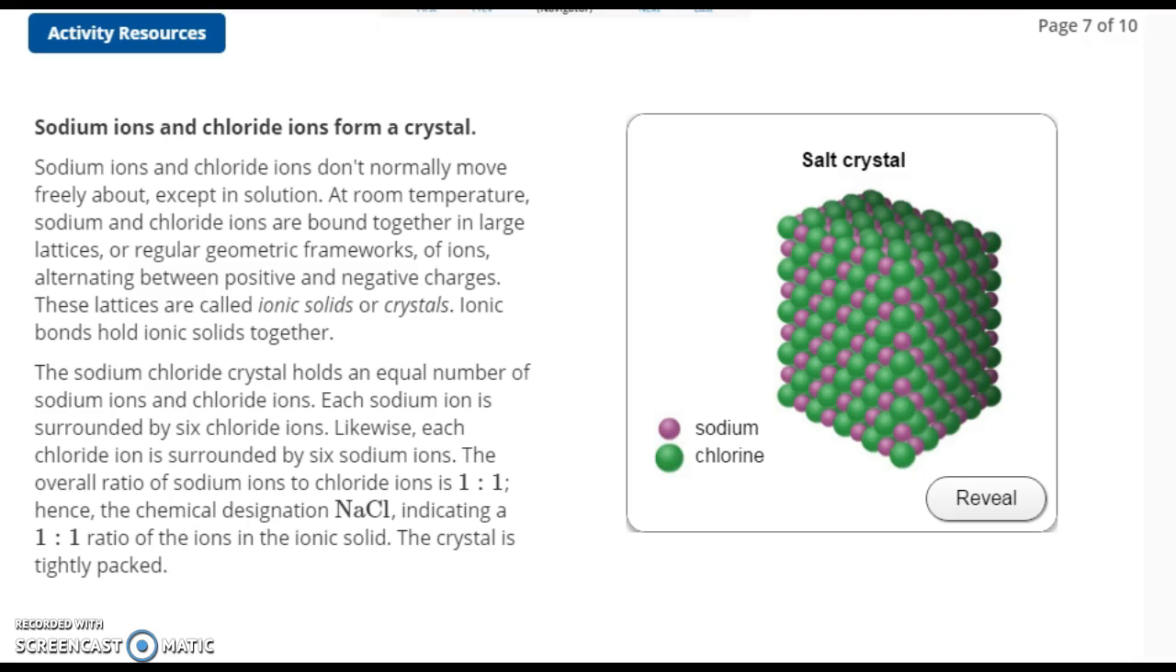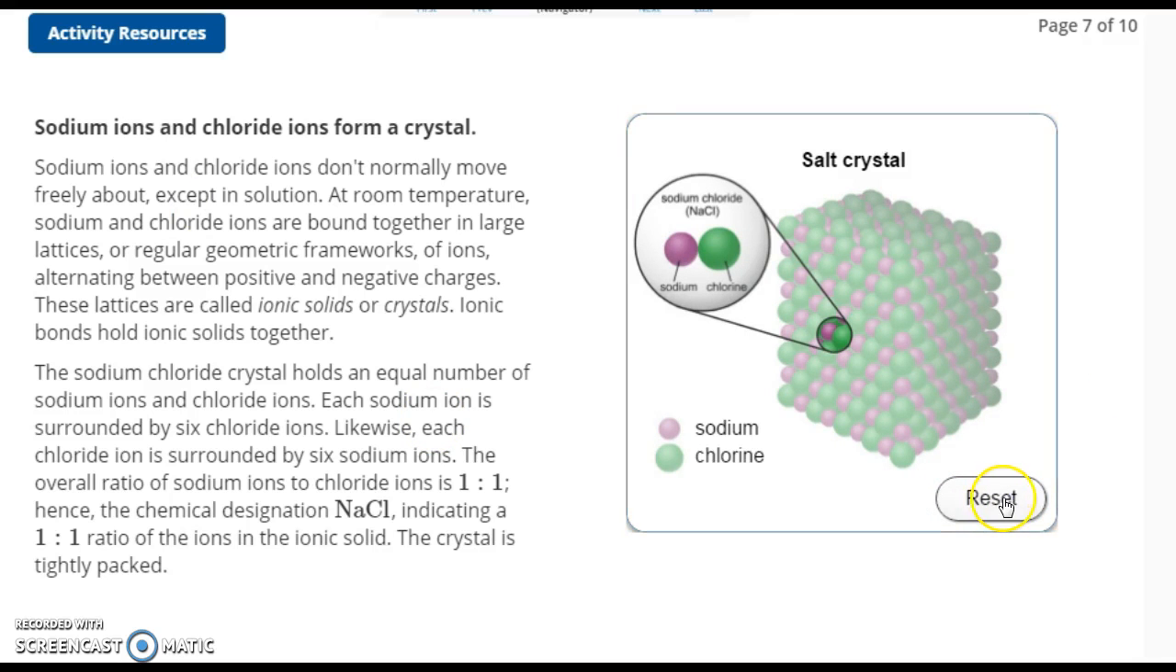Each sodium ion is surrounded by 6 chlorine ions. Remember, it's in 3 dimensions. Likewise, each chloride ion is surrounded by 6 sodium ions. The overall ratio of sodium ions to chlorine is 1:1. Hence, the chemical designation NaCl, indicating a 1:1 ratio of the ions in the ionic solid, held together by ionic bonds. The crystal is tightly packed. All right.